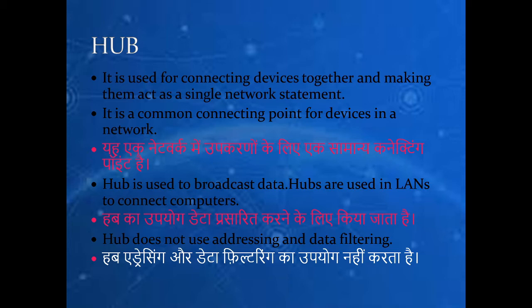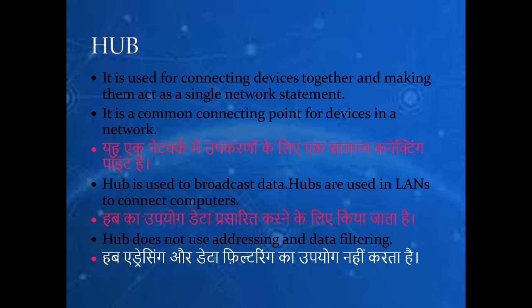How a hub transmits data is very important. Here it is written that a hub is used to broadcast data. Hubs are used in LANs to connect computers. A hub does not use addressing and data filtering. Now, what do these two lines mean? A hub is used to broadcast data.